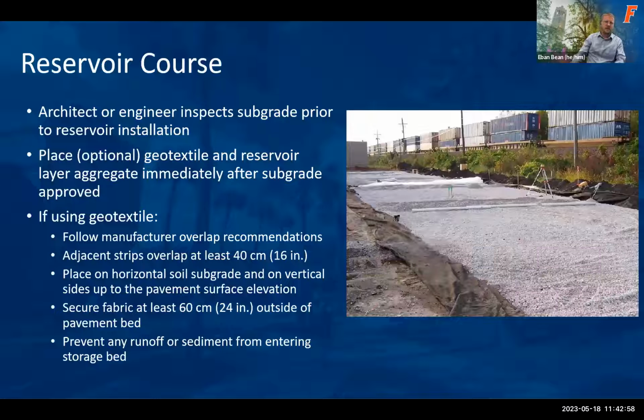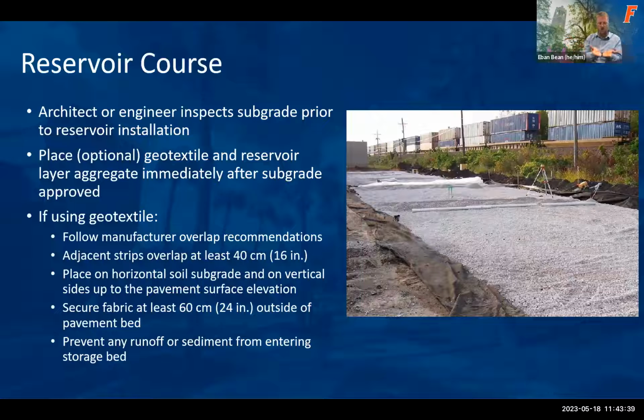I recommend that the engineer or the architect inspect that subgrade prior to the reservoir installation to approve that the soil is in good enough condition and hasn't been overcompacted. You can put a geotextile or reservoir aggregate layer immediately after the subgrade has been approved. If you're using a geotextile, follow the manufacturer's overlap recommendations, have adjacent strips overlap by at least 16 inches, and place it horizontally on the soil subgrade and on vertical sides up the pavements.